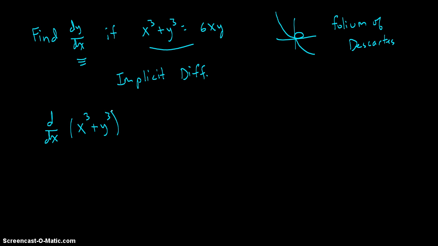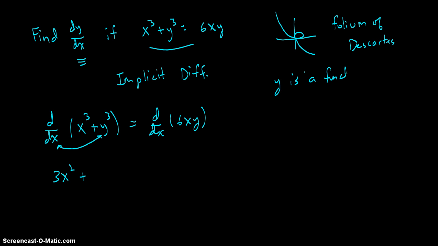The derivative of x cubed plus y cubed equals the derivative of 6xy. Now the derivative of x cubed plus y cubed, let's see, the derivative of x cubed is 3x squared. And the derivative of y cubed is a little bit more subtle because these letters don't match. So we have to remember that when we're doing implicit differentiation, we are assuming that y is a function of x for the purpose of the calculation. Even though in the picture, clearly y is not a function of x, it doesn't pass the vertical line test. But that's okay for the calculation to assume y is a function of x.